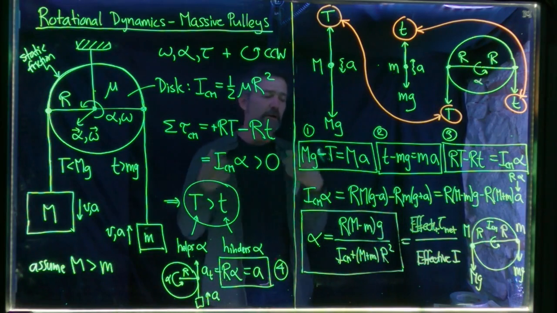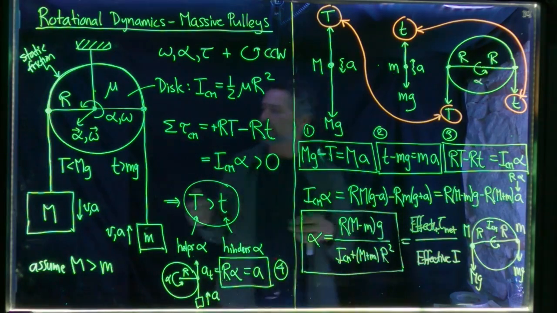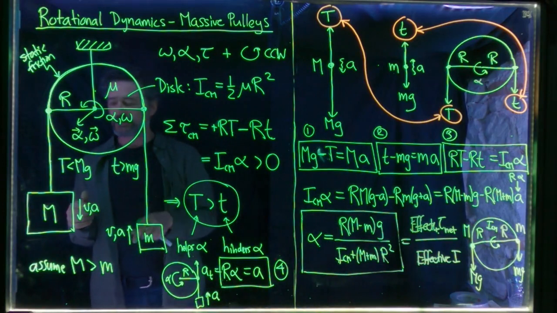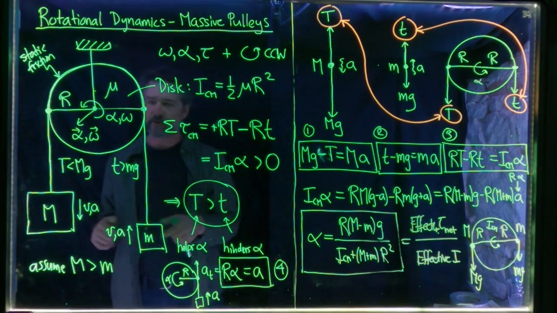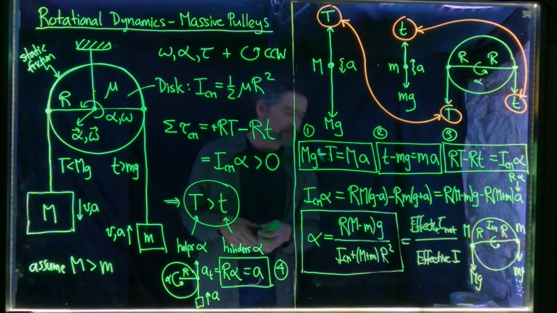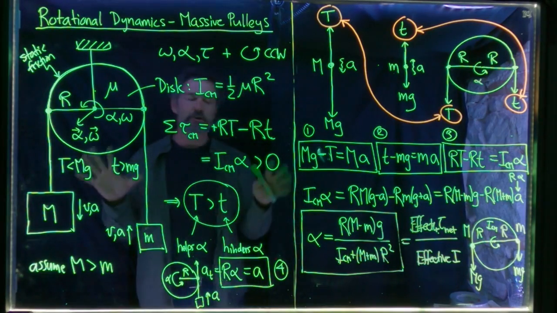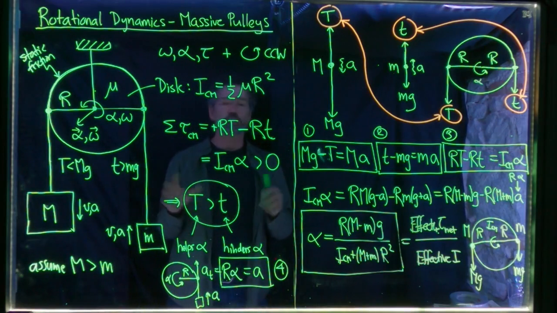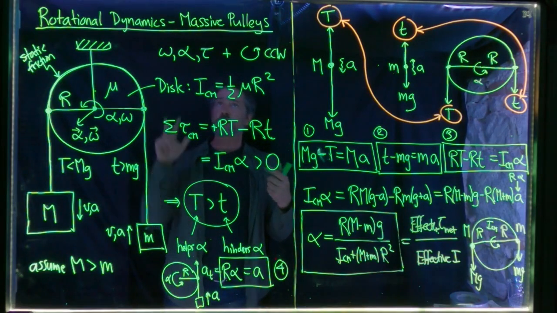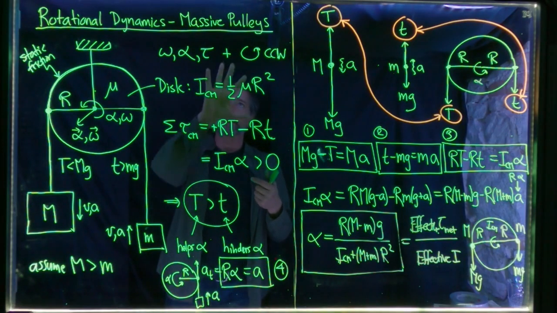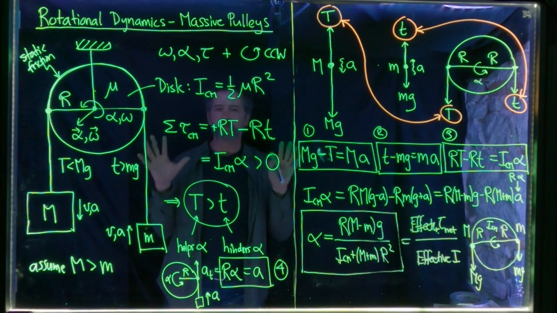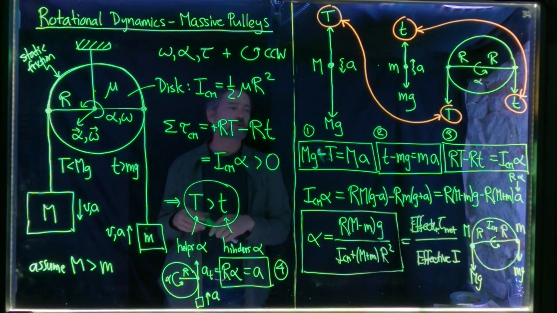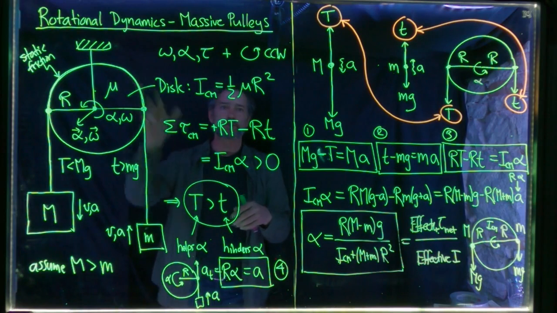Now we could go on and calculate big T and little t and see that, yes, indeed, big T is bigger than little mg and little t is less than big Mg, and so the tension big T is bigger than little t, and so on and so forth. But this is a really nice example of rotational dynamics applied to a very practical situation of massive pulleys. If you understand this problem deeply, you will have a good understanding of rotational dynamics.